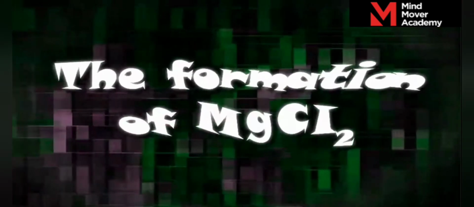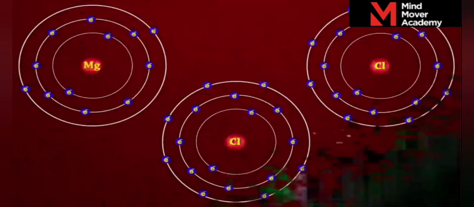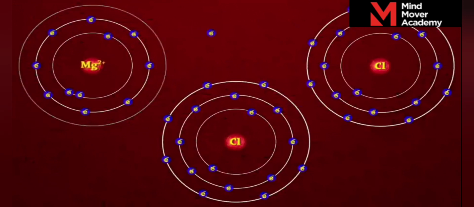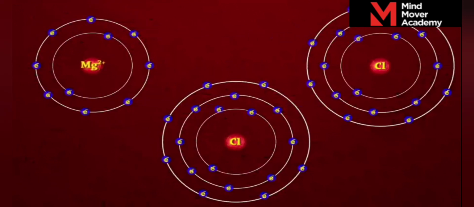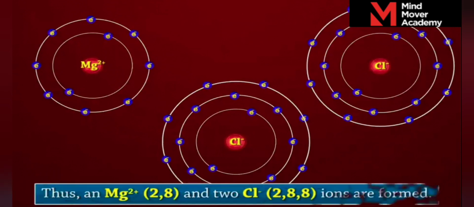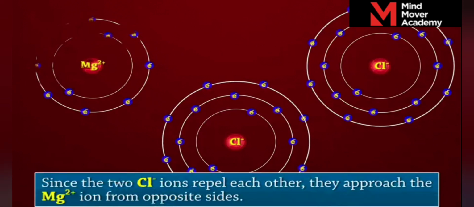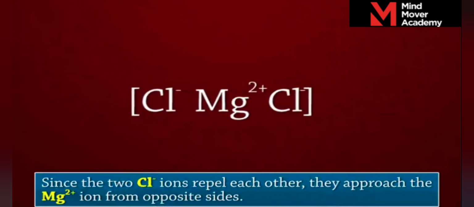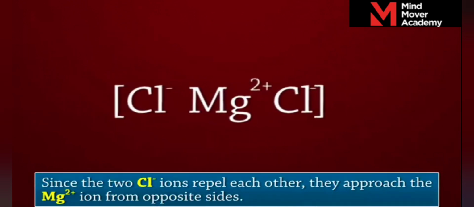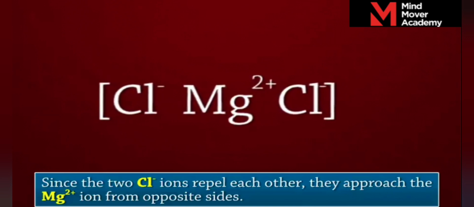The formation of MgCl2. An Mg atom, 2,8,2, loses its outermost electrons to 2 Cl atoms, 2,8,7, each of which takes up 1 electron. Thus, an Mg2+, 2,8 and 2 Cl-, 2,8,8 ions are formed. Since the 2 Cl- ions repel each other, they approach the Mg2+ ion from the opposite sides. Let us now learn about ionic solids.